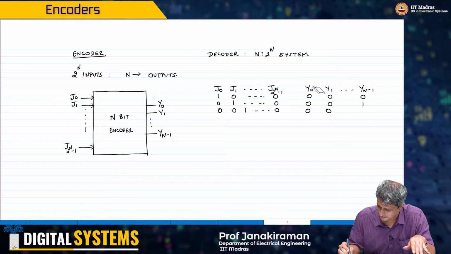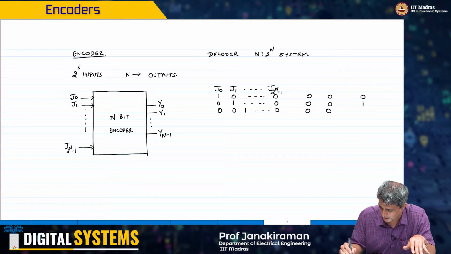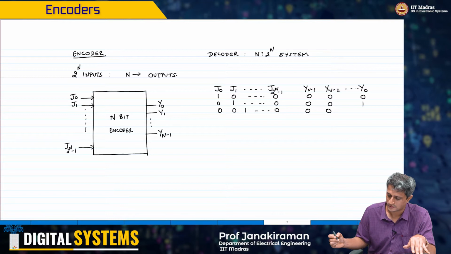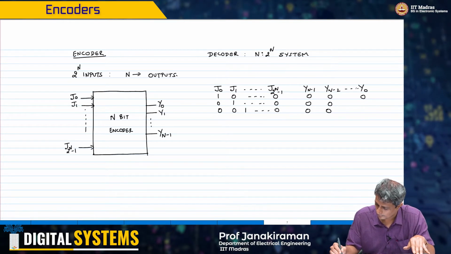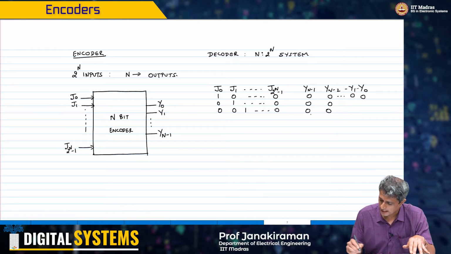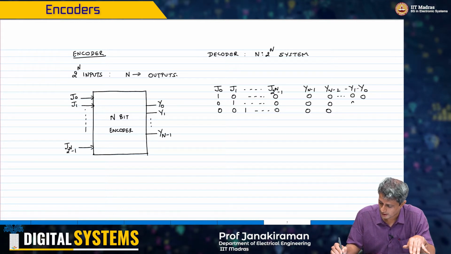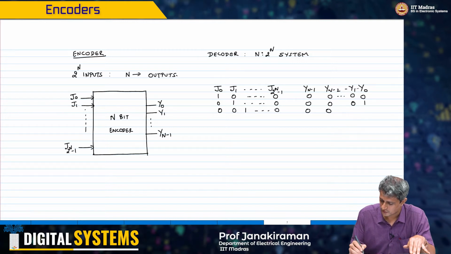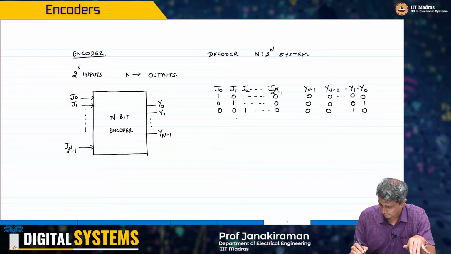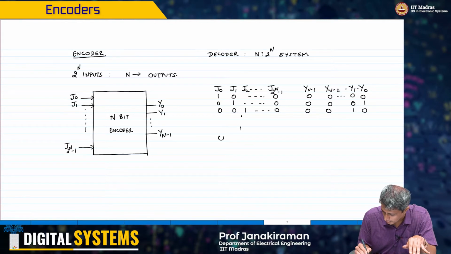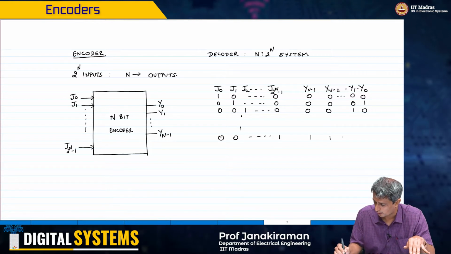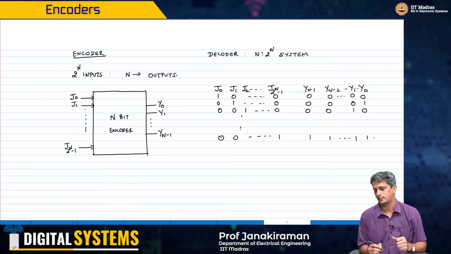Okay, so again I have to write this carefully because of the LSB and MSB: yn minus 1, yn minus 2, down to y0. Yeah, okay. So if J1 happens to be 1, then I want the output to become 0 1. If J2 happens to be 1, then I want it to become 1 0, and so on, all the way. Finally, if J 2 power n minus 1 happens to be 1, then I want the output to be 1 1 1, all ones. This is what I want.